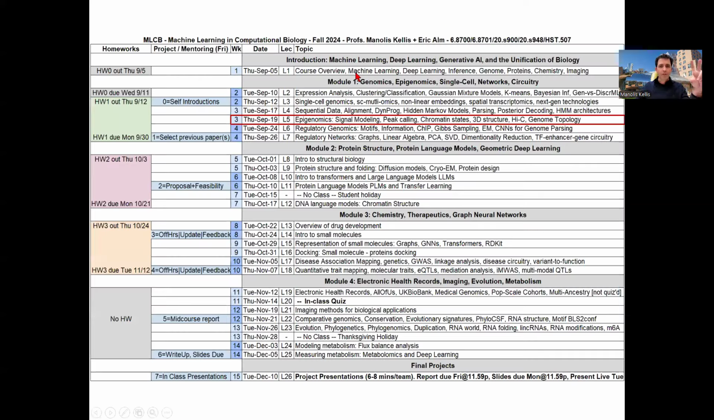Epigenomics basically fits within this first module. First we talked about expression analysis. Basically, how do we understand gene expression patterns? And this is fundamental in many places. Then we used that to introduce clustering, classification, Gaussian mixture models, etc. Then we talked about some of the specifics of single cell analysis and how we understand single cell data in a much more foundational way.